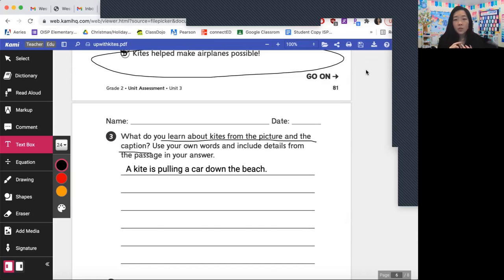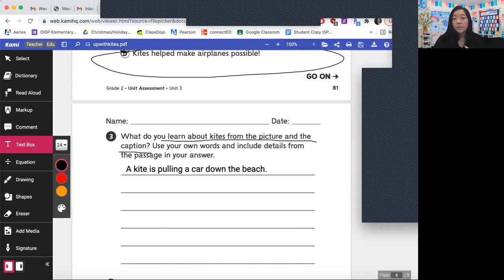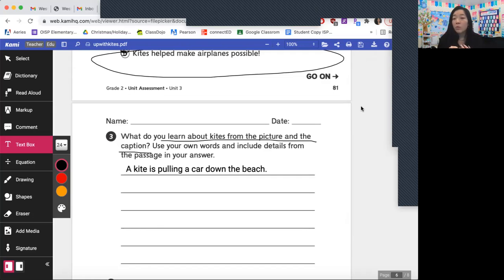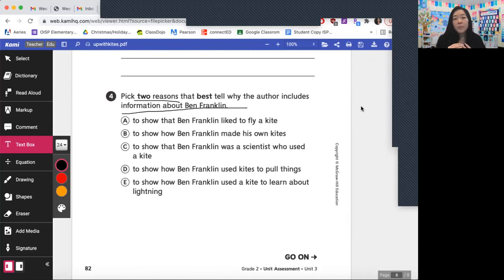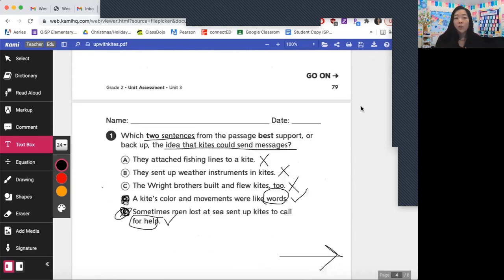All right, we're gonna move on to question number 4. If you need more time, you guys can look at it in the chat. Number 4, pick 2 reasons that best tell why the author includes information about Ben Franklin. Ooh, so I want to reread because I already forgot.